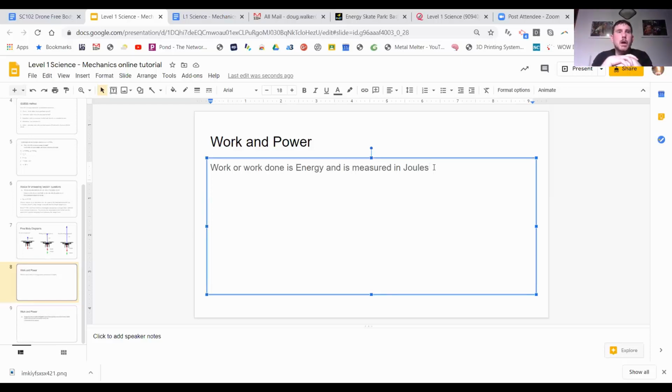So if you push a table across the floor, then you're using some of your chemical energy in your muscles to give yourself some kinetic energy, and you're also transferring kinetic energy into the table in order to give it some velocity across the floor in terms of getting it to move.